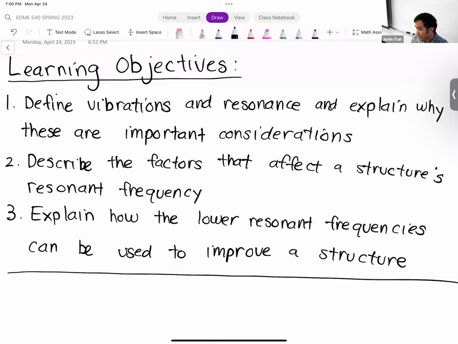Okay. So this week's an interesting one. I know I say that every week, but I think everything's interesting in this class, otherwise I wouldn't teach it. So this week is all about modal analysis and harmonic response. We're going to talk a lot about vibrations today, why that's important, and how we can actually set this up in ANSYS.